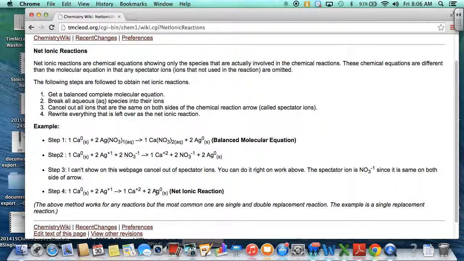Okay? And that's how you do all net ionic reactions. And again, sometimes with determining the net ionic reaction from the complete chemical reaction, there's actually no change. The only thing you're doing is expanding the aqueous chemical formulas into their ions, because every species in the chemical reaction is changing. So therefore, there are no spectator ions. And that happens in several of the different types of chemical reaction. But we'll talk about that in a different video.